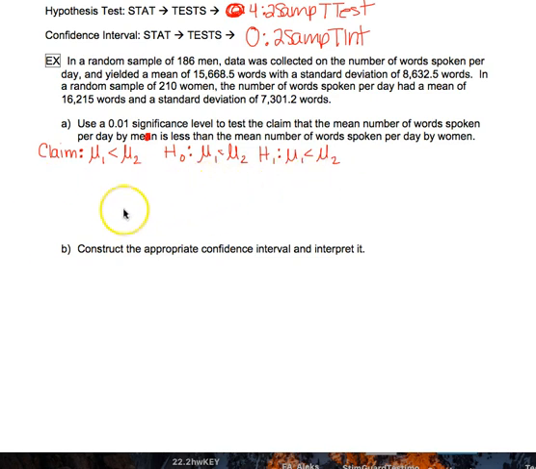Once we have our claim and hypotheses written out, then we're going to go about finding our test statistics and critical values. So because this is a less than, that means that this is a left-tailed test. So when we are finding the critical values for the critical value method, I should say critical value, there should only be one. We have two if it's a two-tailed test, but this is left-tailed. So our significance level is 0.01, which means that's the area over here on the left side. So we are going to use inverse T.